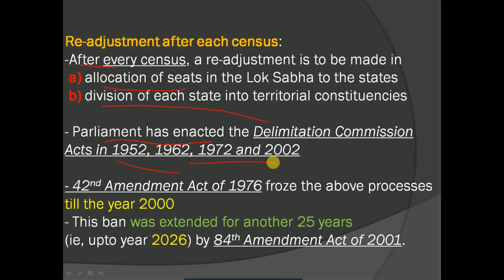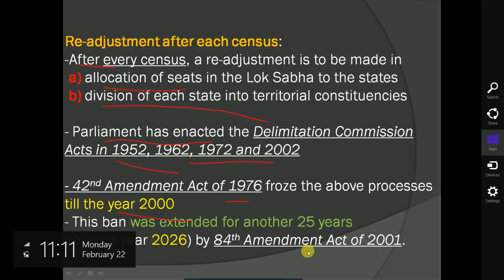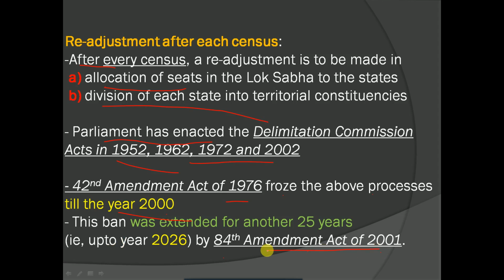Now this is because of an Act which came in 1976, known as the 42nd Amendment Act of 1976. It froze the above process. It paused the readjustment process till the year 2000. And another act, the 84th Amendment Act of 2001, extended this ban for another 25 years, that is up to 2026.